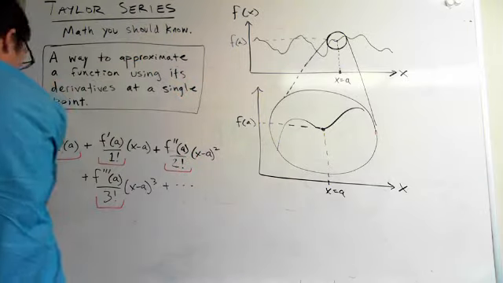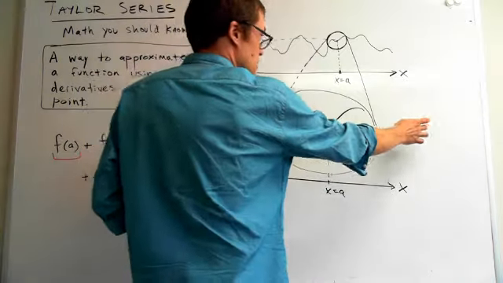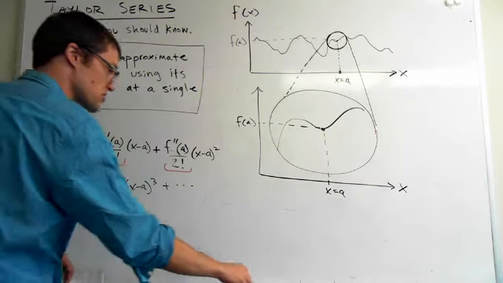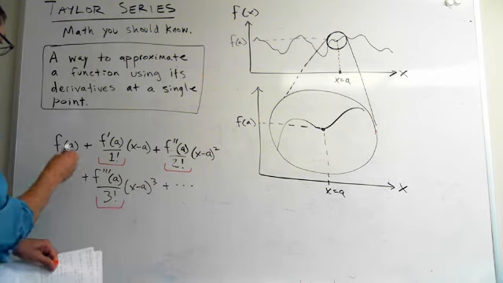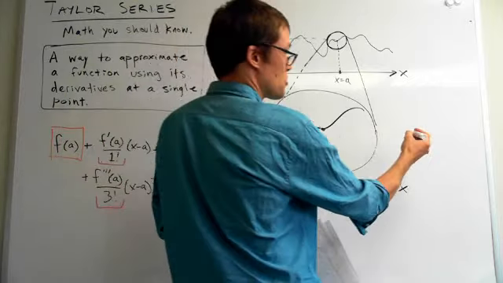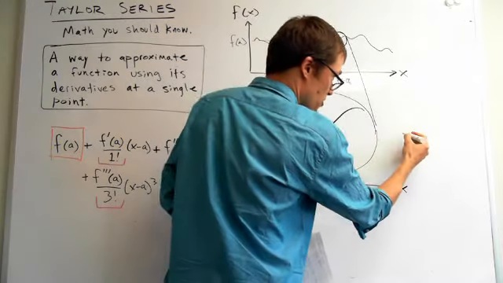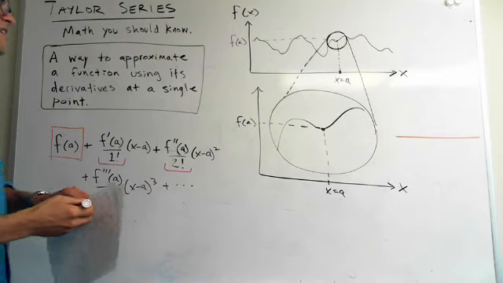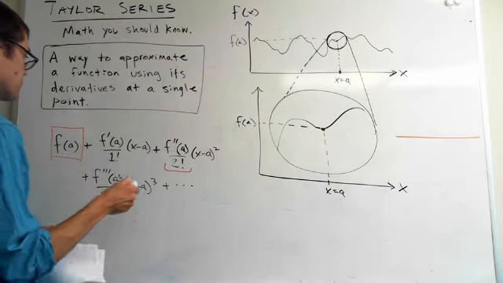Let's draw the approximated version of f over here. The first part of this approximation, let's put an orange box around this guy, is this term, f of a. To add up these different pieces, the first part you're adding up is just a flat line. That's f of a. The second part we're going to add up is this linear term.